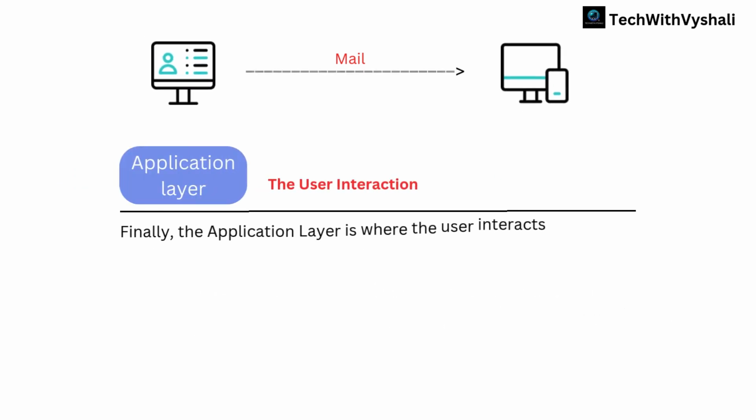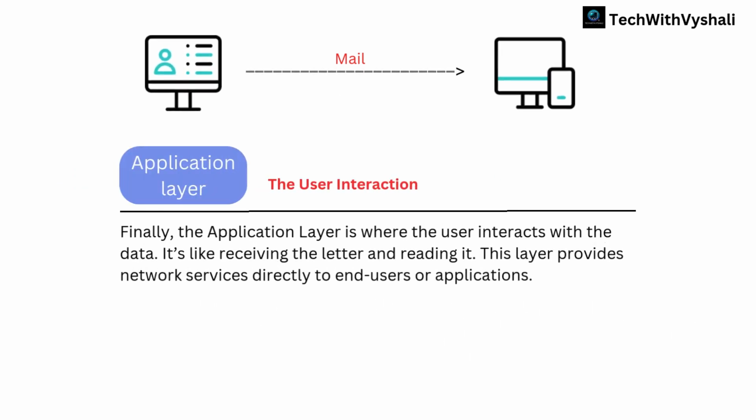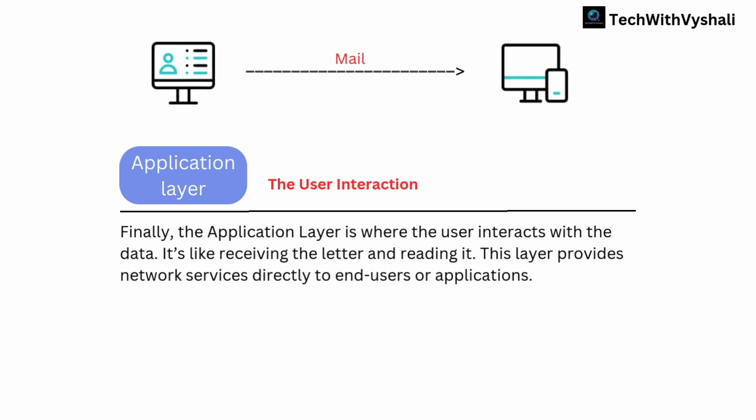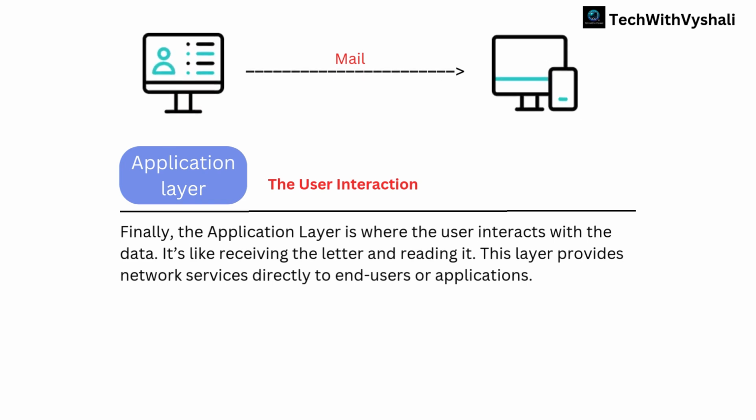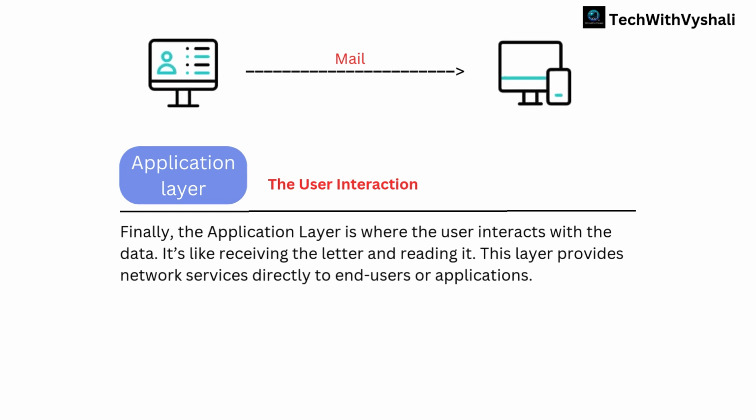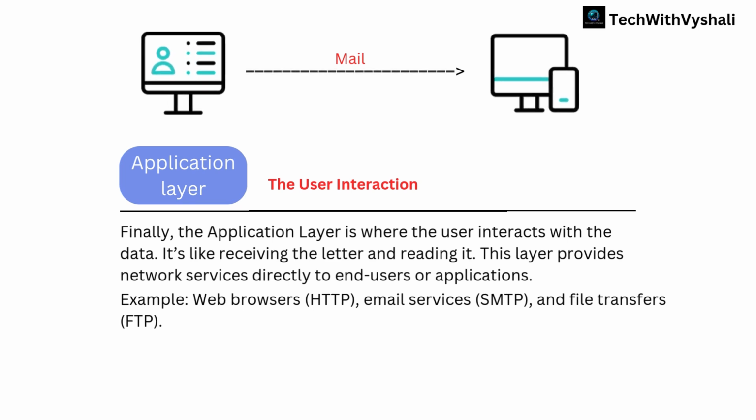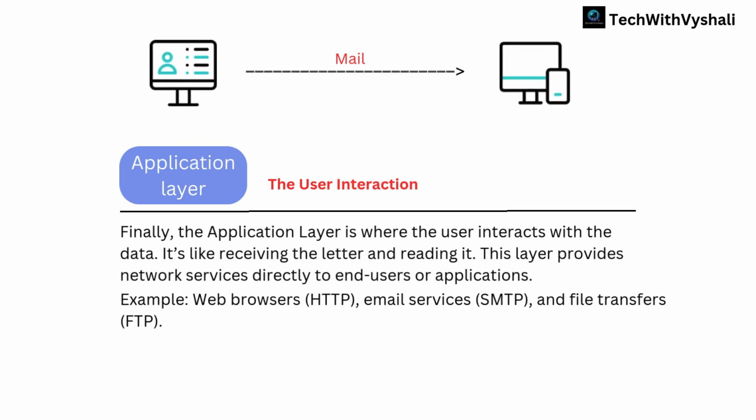Application layer, layer 7. Finally, the application layer is where the user interacts with the data. It's like receiving the letter and reading it. This layer provides network services directly to end users or applications. Example, web browsers, HTTP, email services, SMTP, and file transfers, FTP.